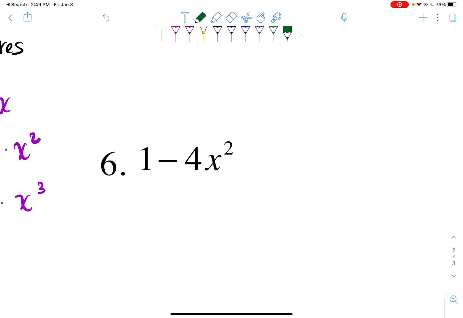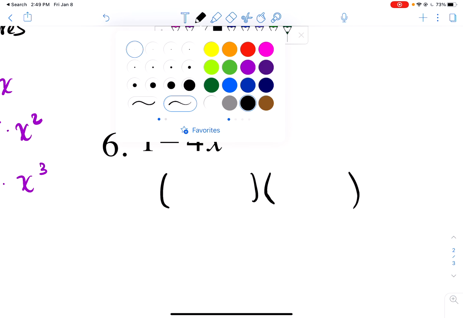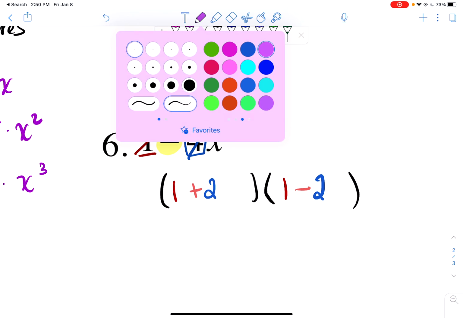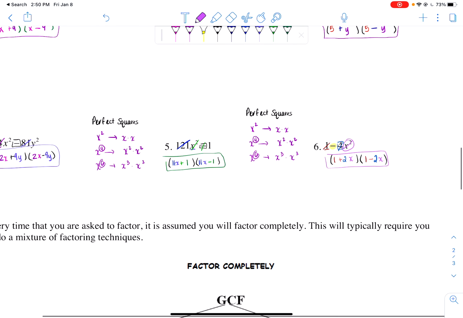I've got 1 minus 4x squared. I look, everything's a perfect square. I've got that minus, so I'm going to go ahead and do those 2 sets of parentheses. Take it piece by piece. What makes 1? 1 and 1. Done. What makes my minus? A plus and a minus. What makes 4? 2 and 2. What makes x squared? X and x. So I get 1 plus 2x, 1 minus 2x. And that's your final answer.